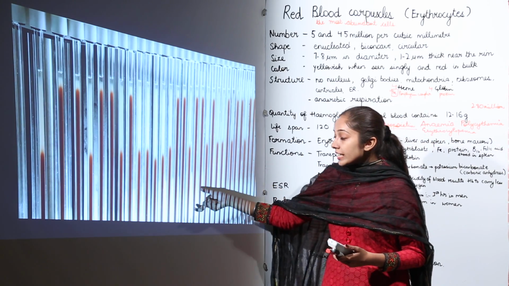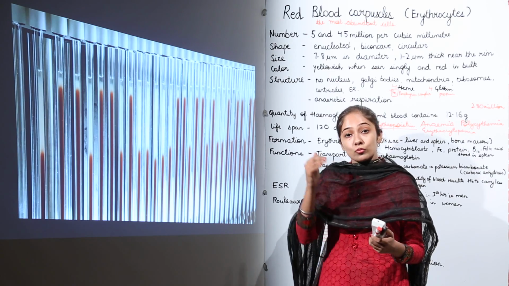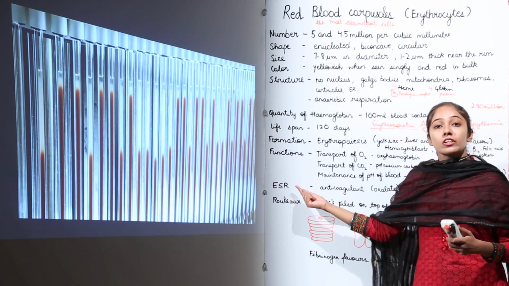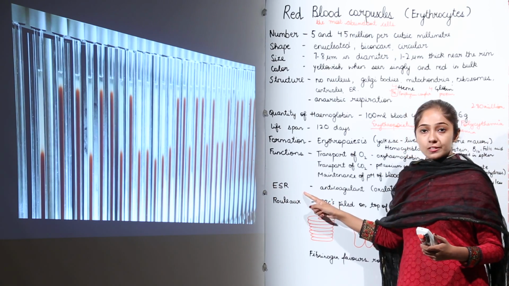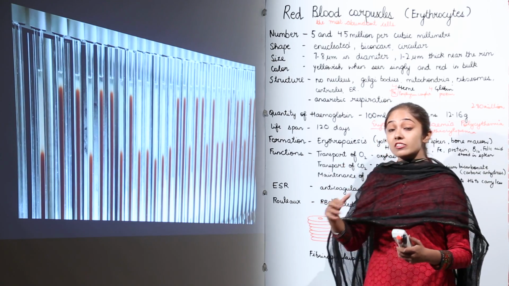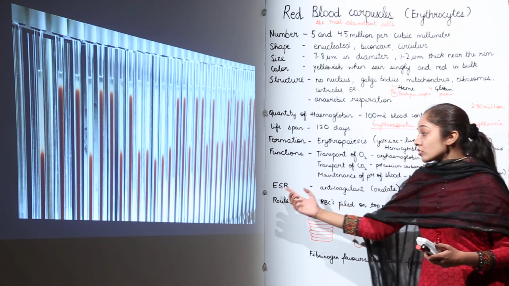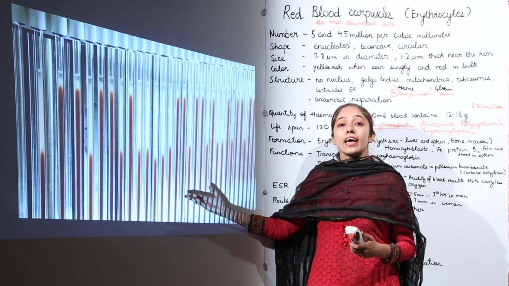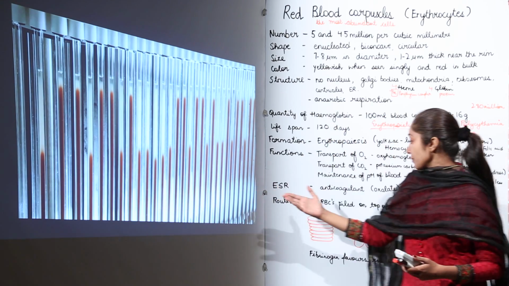So the rate at which they settle down is termed the erythrocyte sedimentation rate. As the name clearly suggests, ESR means the rate, the time taken by the erythrocytes to sediment, to settle down at the bottom. Why do they settle down? Because they are heavier than the plasma, the blood plasma.